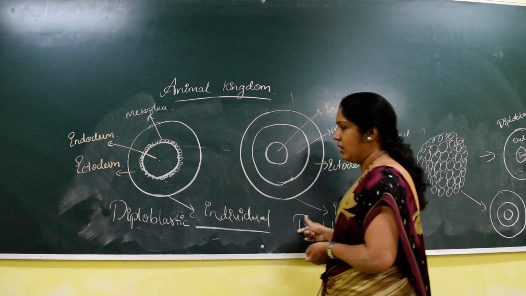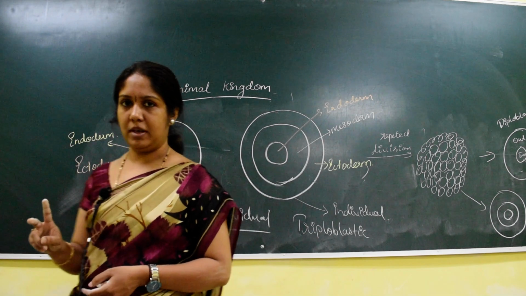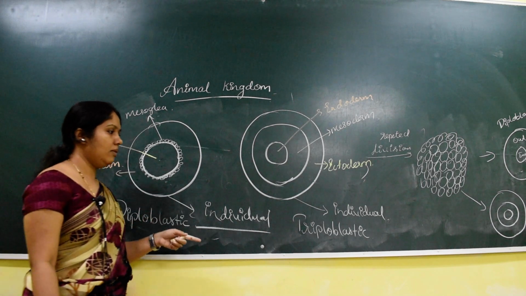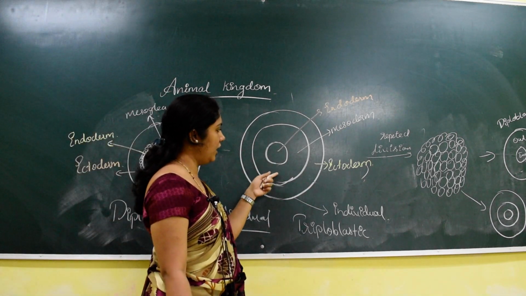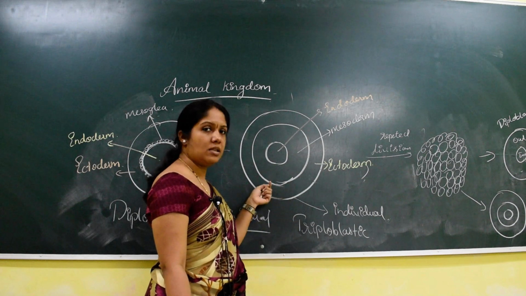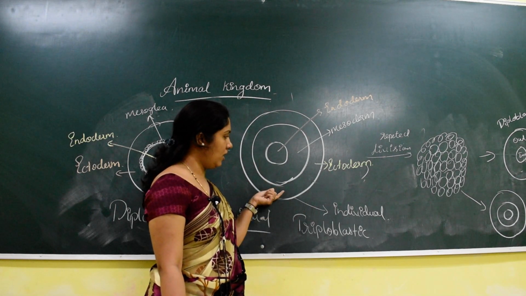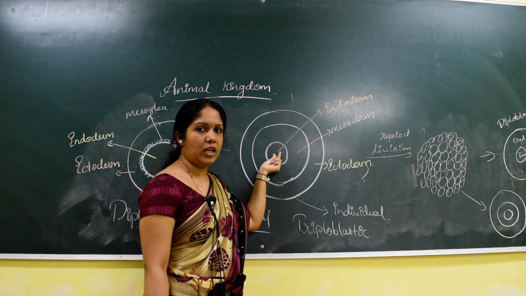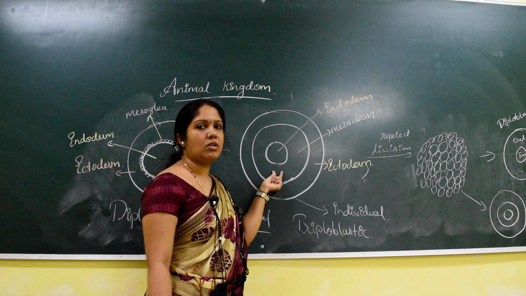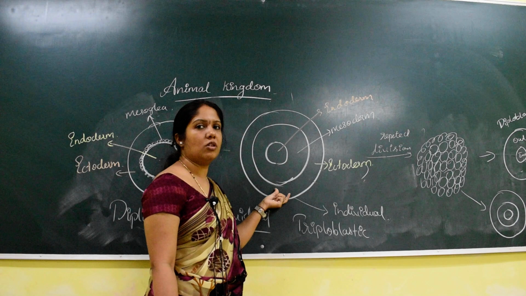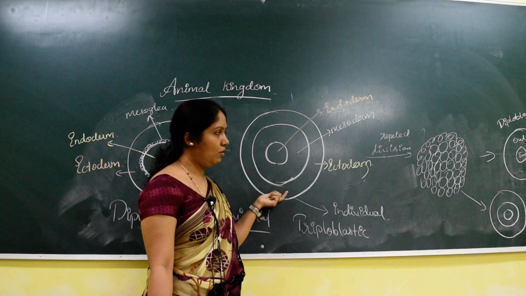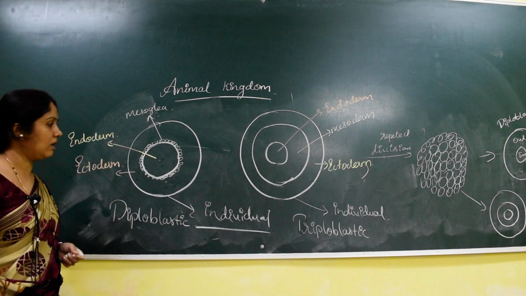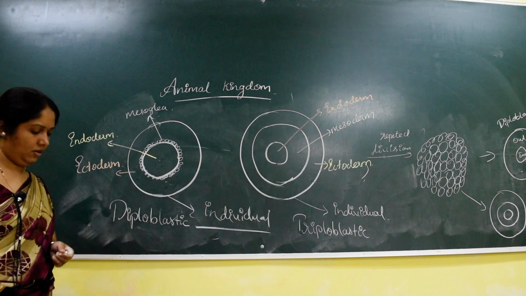Understood? So diploblastic means two germ layers, outer ectoderm and inner endoderm, and in between that we can see a mesoglial tissue, whereas here we can see three differentiated germ layers. These three germ layers give rise to the different parts of a body. The cells present here develop into one part of the body, and the cells present in the ectoderm also give rise to different parts of a body. So the organisms, based on their germ layers, are classified into diploblastic and triploblastic.